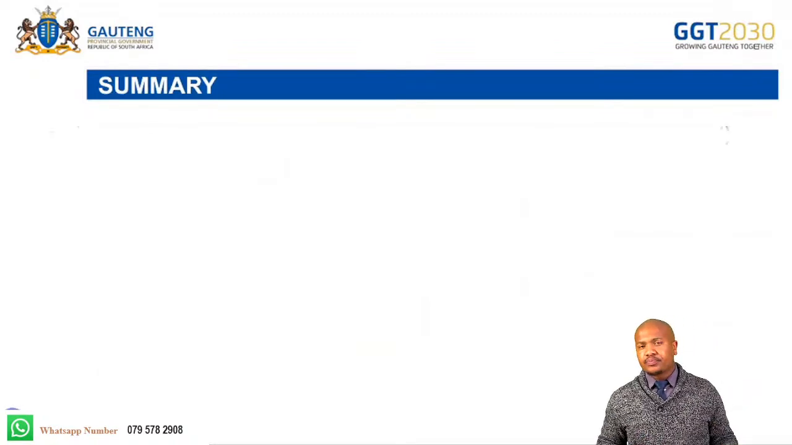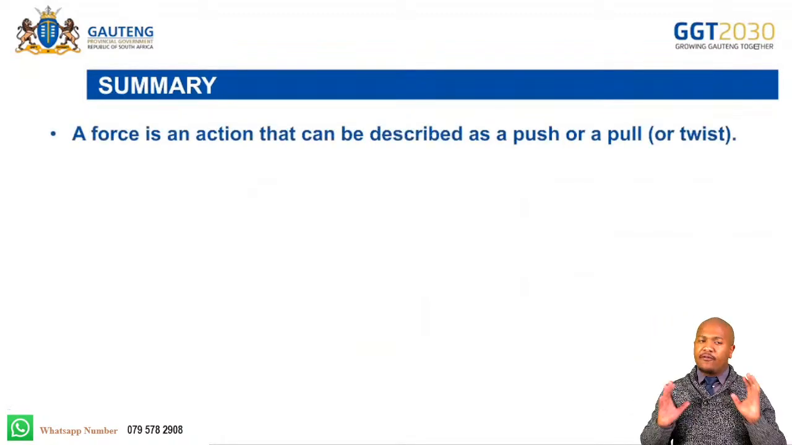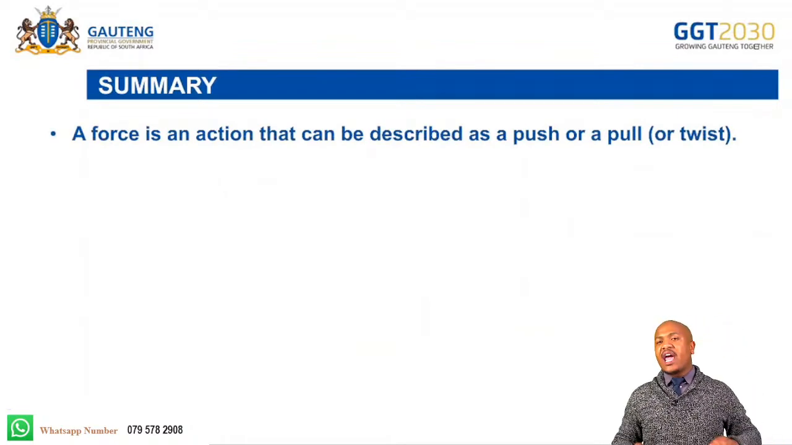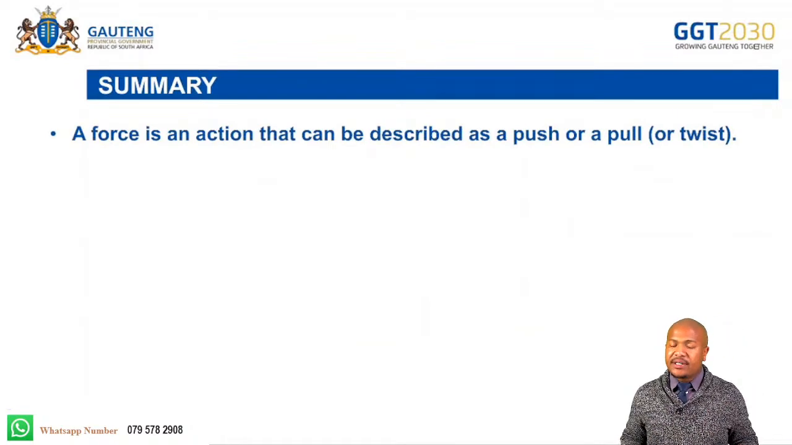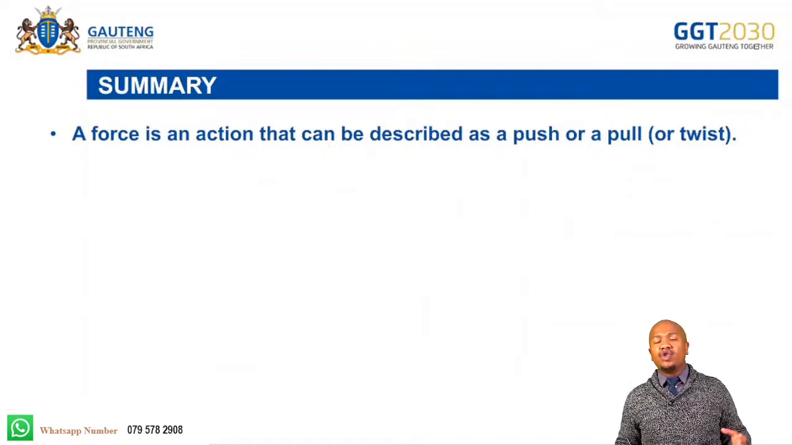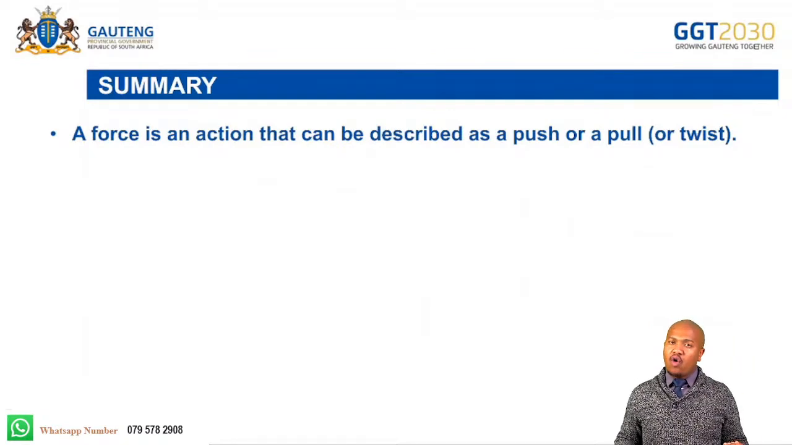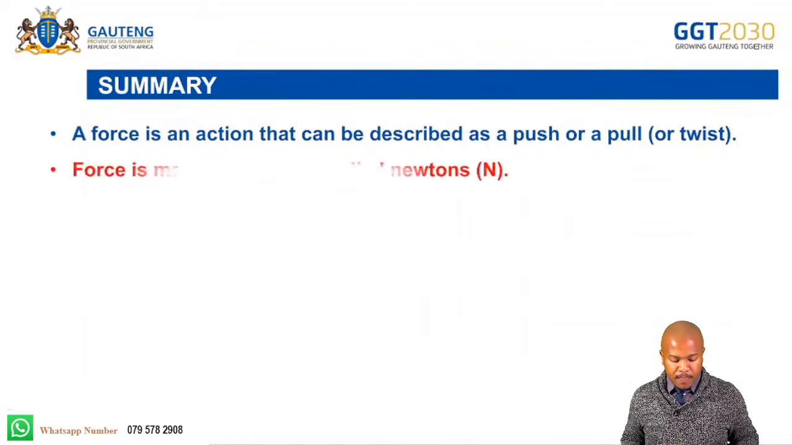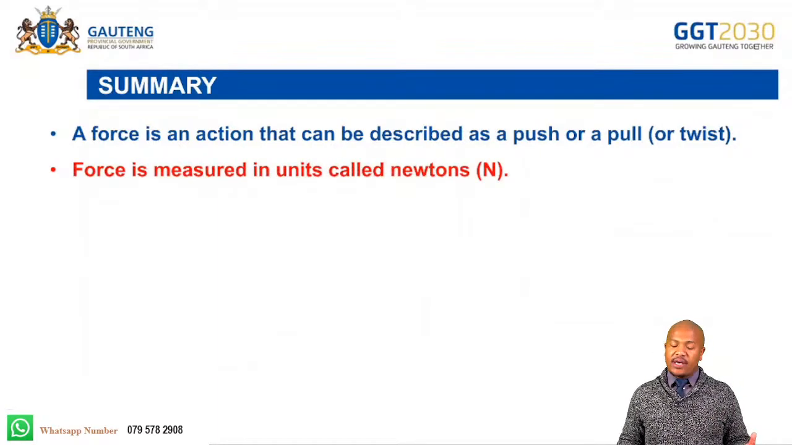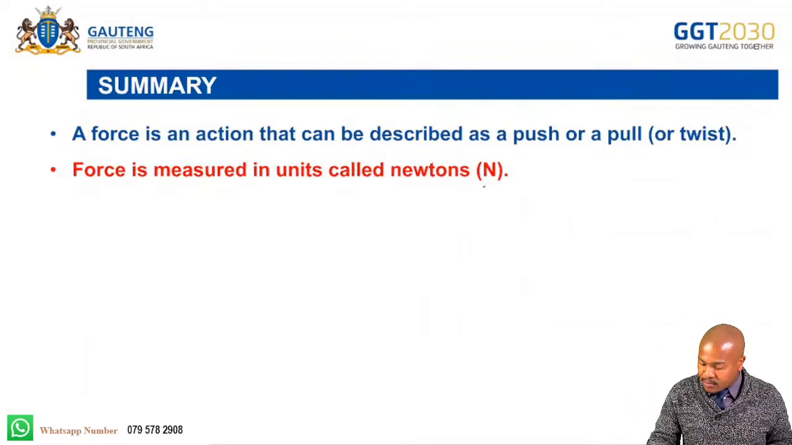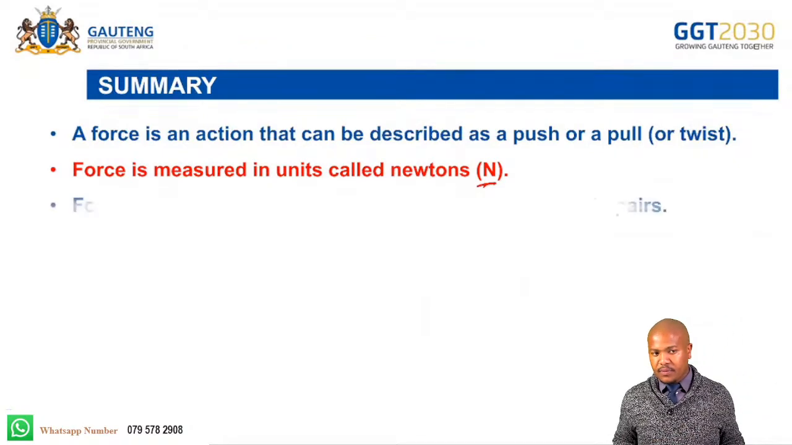So now, today we're talking about forces. And we said that a force is an action that can be described as a push or a pull on an object, right? When you are pushing or pulling on an object, you are applying force, right? So we said that this force is measured in units of measurement called newtons, right? Newtons with the symbol N, right?